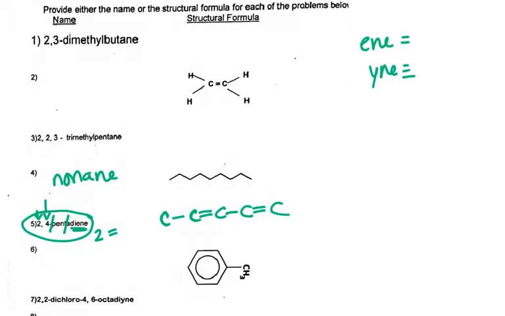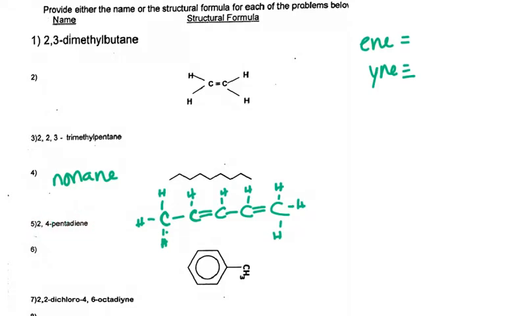Now I'm going to add hydrogens so that every carbon is making 4 bonds. It doesn't matter if you put them above or below, as long as each carbon is making 4 bonds, that's what we care about. So there we go. 2,4-pentadiene is that molecule.